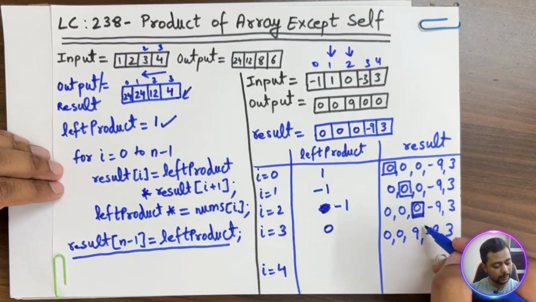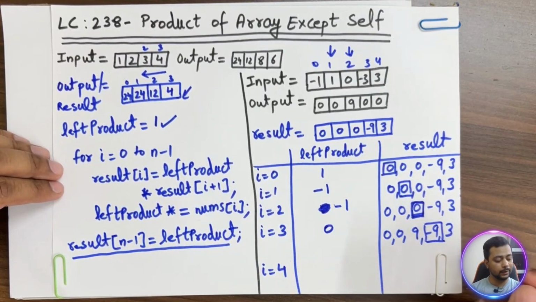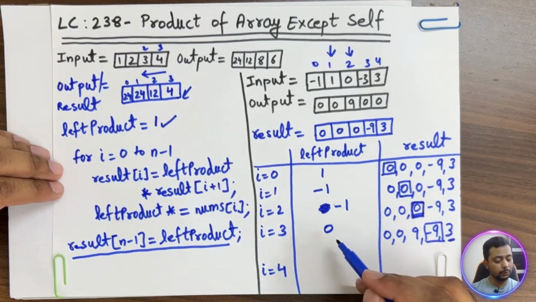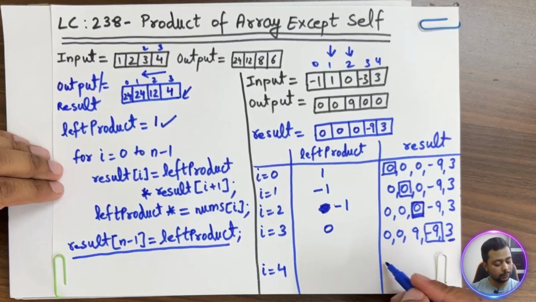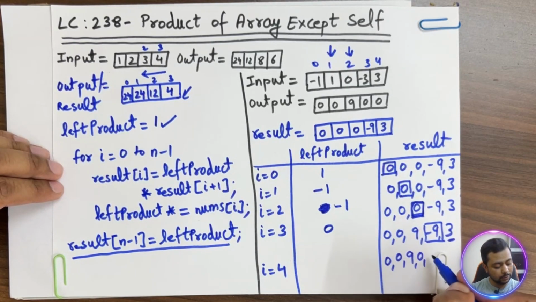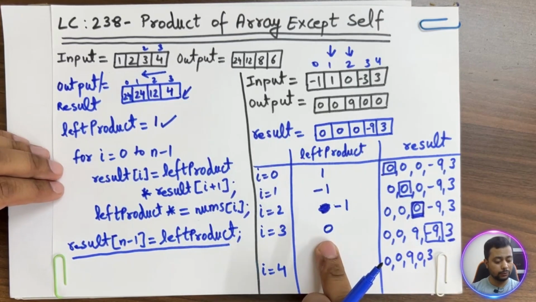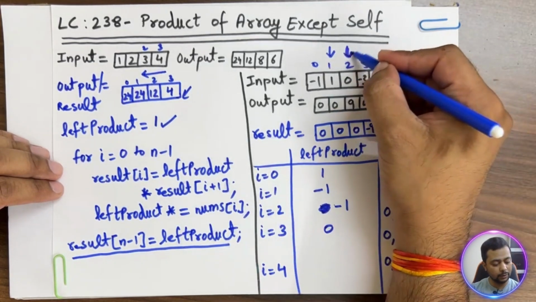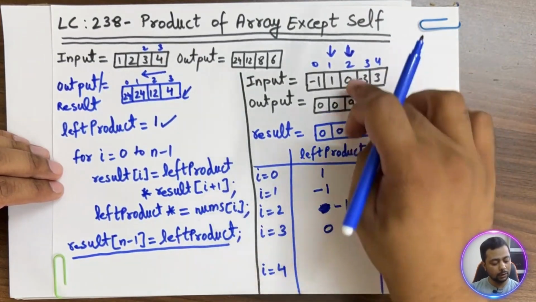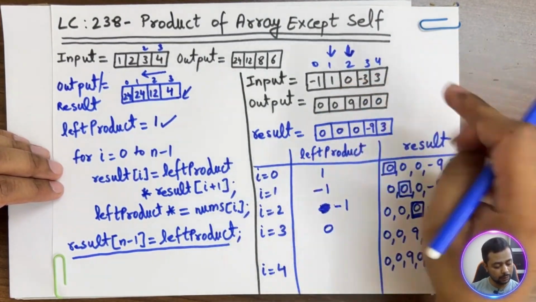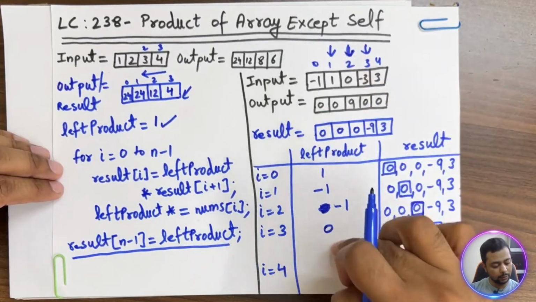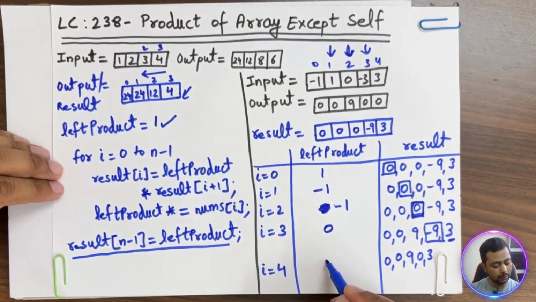And now we are trying to update this value in the resultant array. Okay, for that left product is 0 and result of I plus 1, which is 4. So result of 4 is 3. So 3 into 0, this becomes 0 for the next iteration. So this becomes 0, 0, 9, 0 and 3, and left product will be multiplied with this current value in the input array. So my 0 into I is equal to 3, 0 into minus 3, that will become 0.